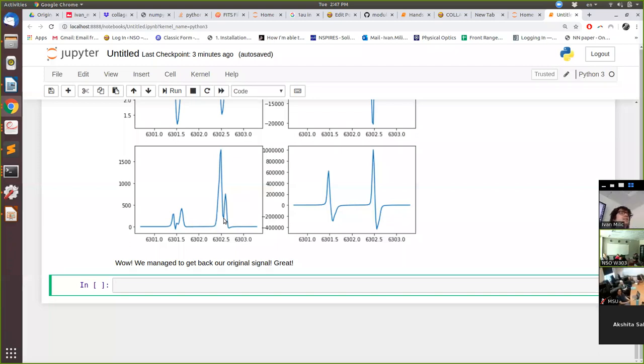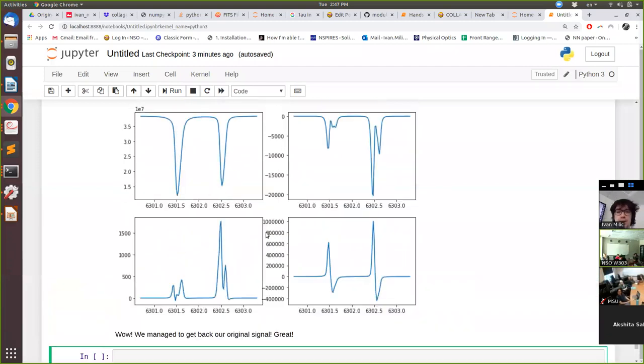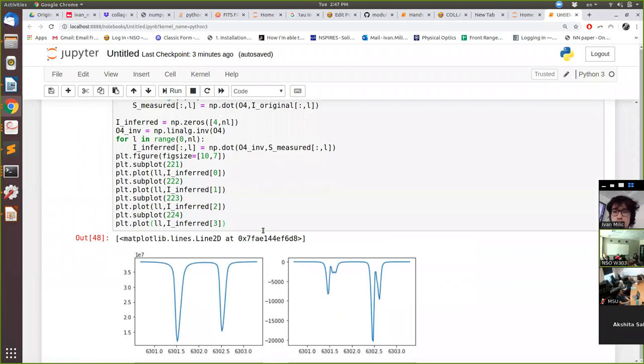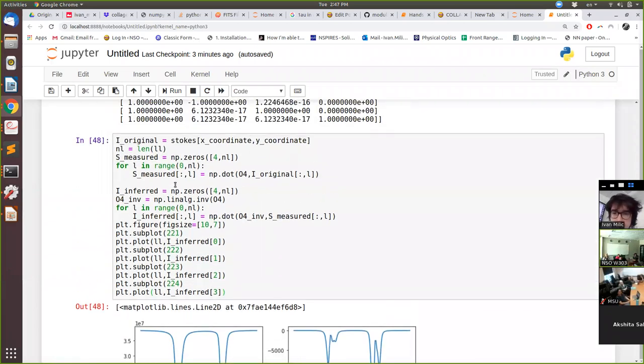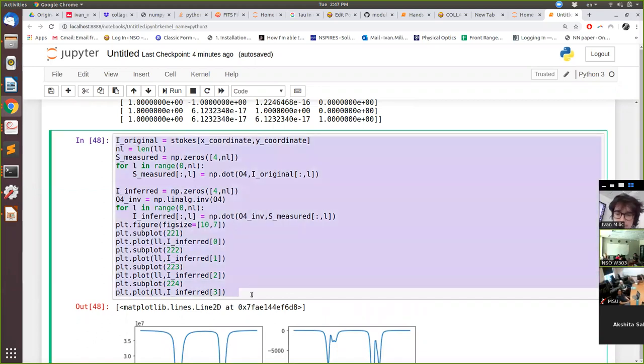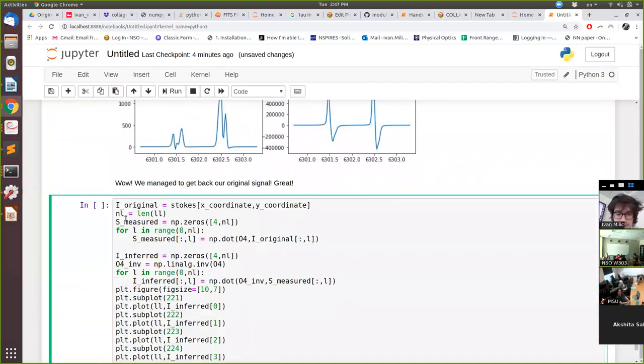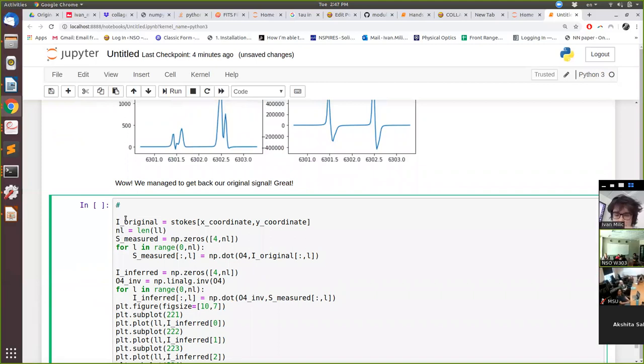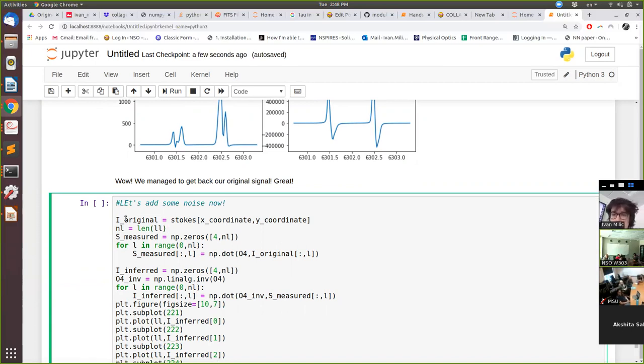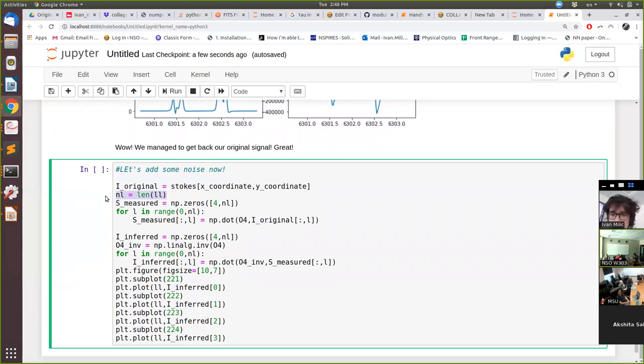But before that, let's introduce some noise in our measurement. So the easiest way to do that is, I'm going to separate these things in two arrays. Actually, no, this can stay like this. Let's just copy all this into a new signal, into a new field. Let's add some noise now. So I can repeat this. This is not a problem. I don't need an L anymore.